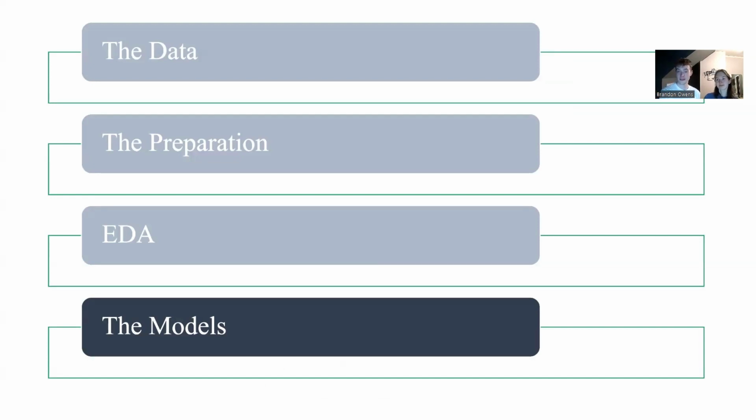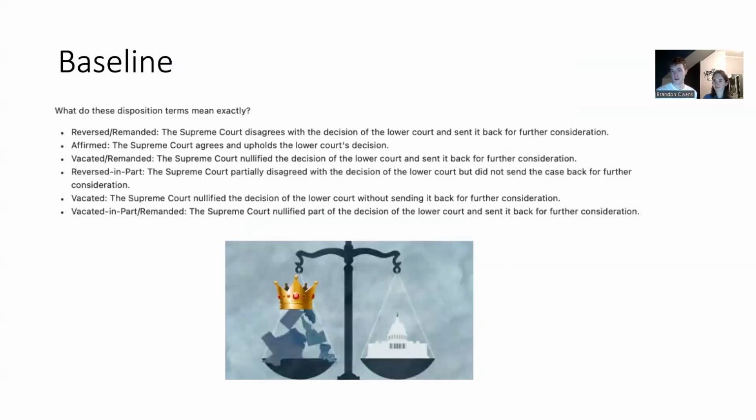And then the modeling. What we did first was create a baseline or a null model. To do that, we looked at what the different decision types were, because there were a lot of them: reverse remanded, affirmed, vacated, remanded, reversed in part, vacated, or vacated in part and remanded. You can go through and read these if you'd like, but basically I'll sum it up.